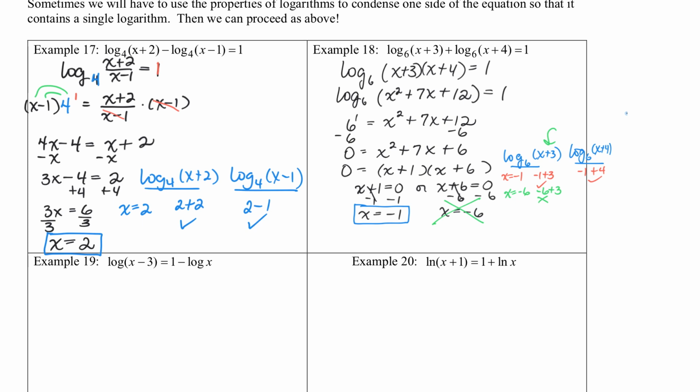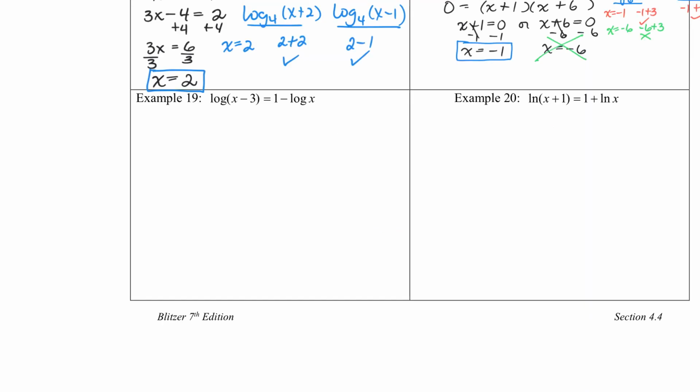So it's very important that you check. You can't just assume because it's negative that it won't work. That's not the issue. It's whether or not these expressions inside your logarithms are negative or 0, right? These have to be positive, not these numbers. Okay, so example 19 looks different, right?